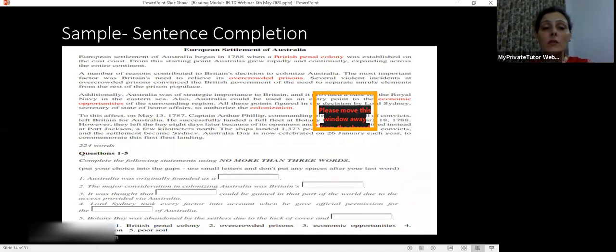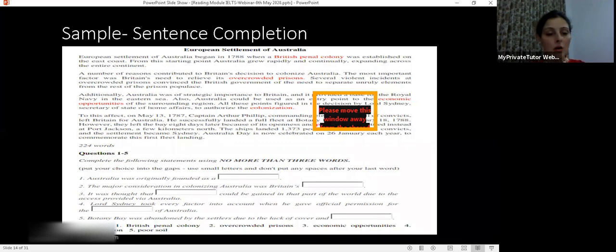European settlement of Australia began in 1788 when a British penal colony was established on the east coast. Australia was originally founded as a dash. We have got that: the British penal colony. This is the most suitable. We understand the meaning of this sentence, so this is the most suitable word that should be placed in this blank.